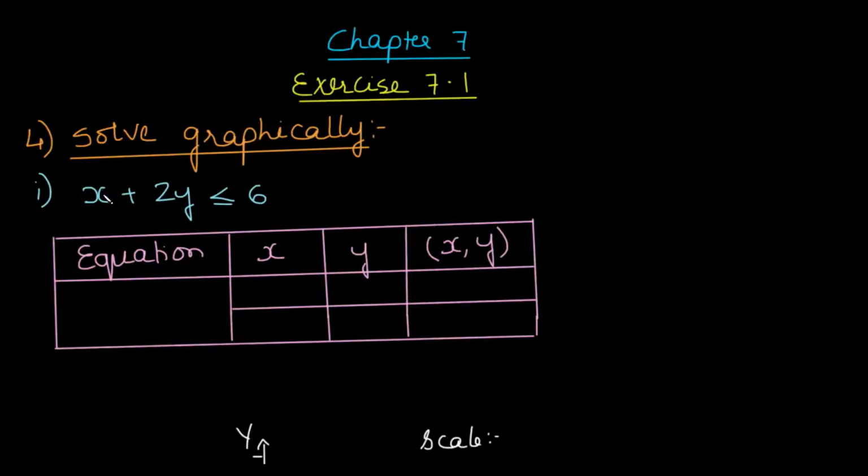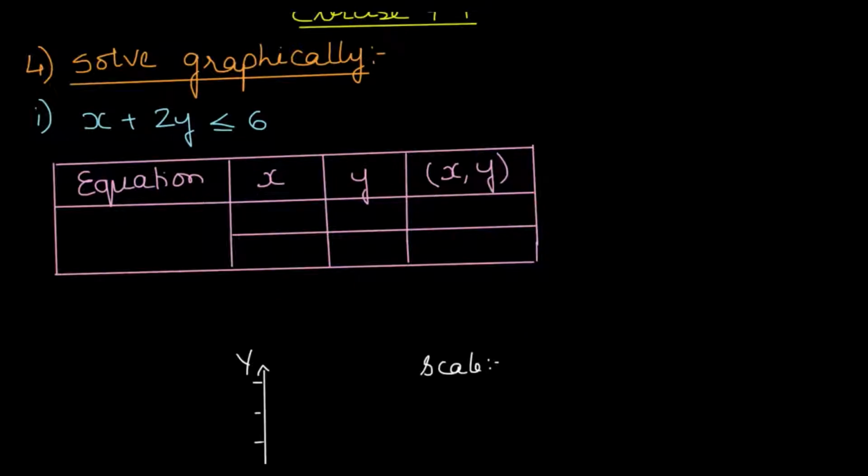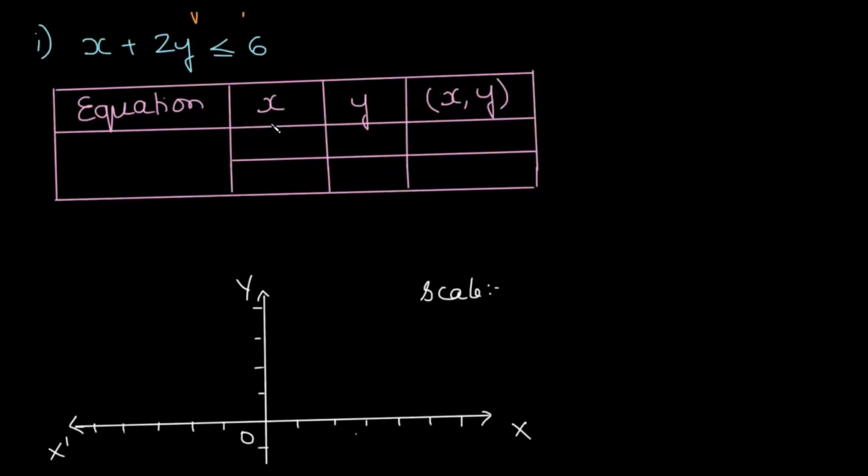The first question given here is x plus 2y less than or equal to 6. Now, first of all, to draw a line on the graph, we require at least 2 points. 2 points are required to draw the line, and both the points will have x coordinate and y coordinate. So, to find the x coordinate and y coordinate, we convert this inequation into an equation. That is, we just write the equation as x plus 2y is equal to 6.